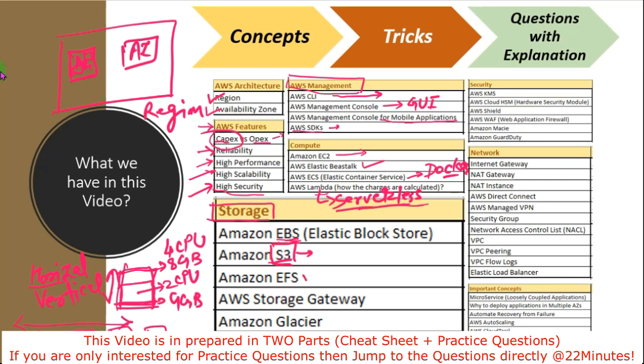The next service is Amazon EFS, that is Elastic File System. Elastic File System is a file storage service for Amazon Elastic Compute Cloud, like for EC2s. So it's like a file server in AWS, we can say.